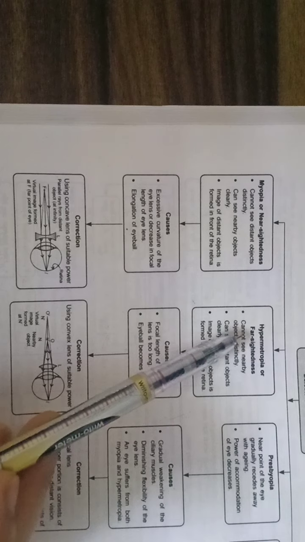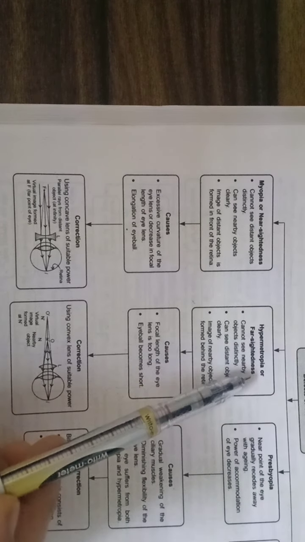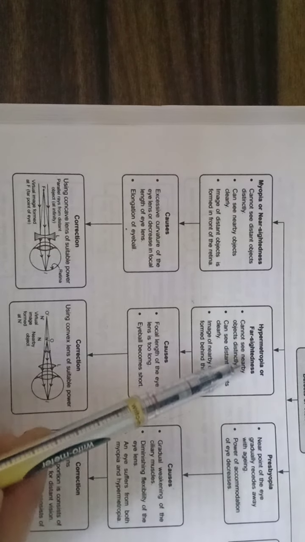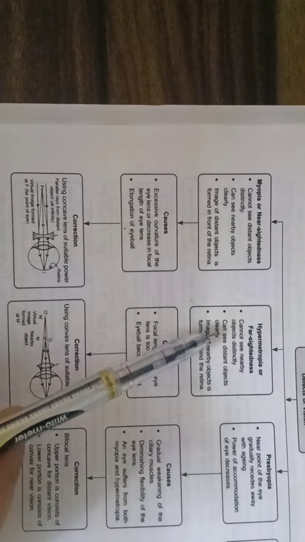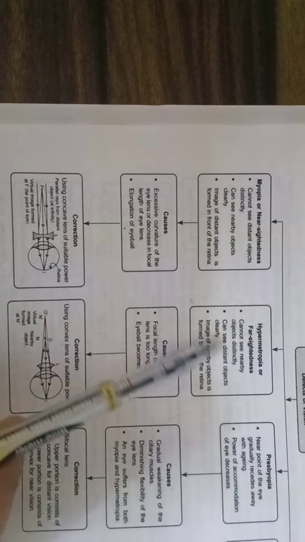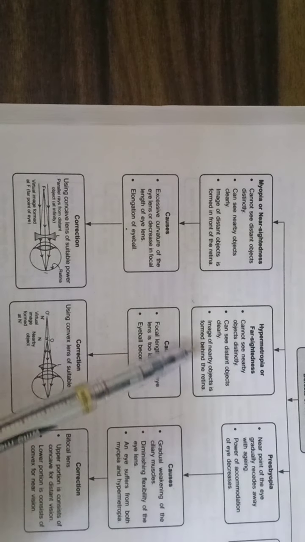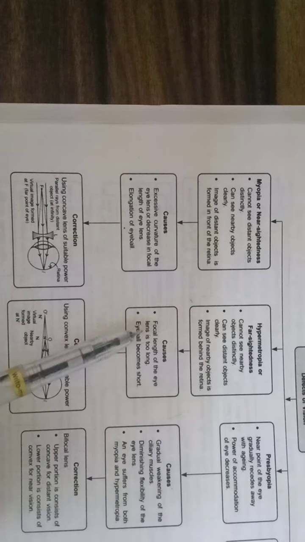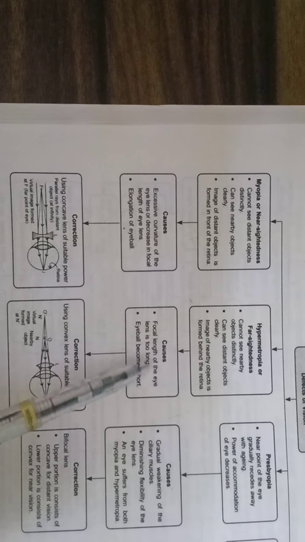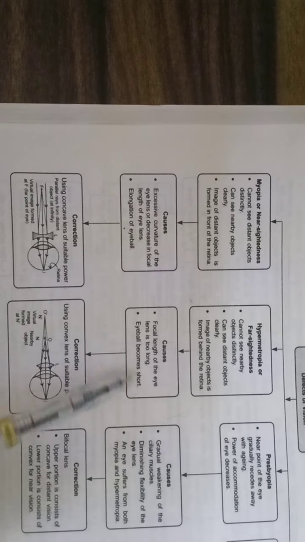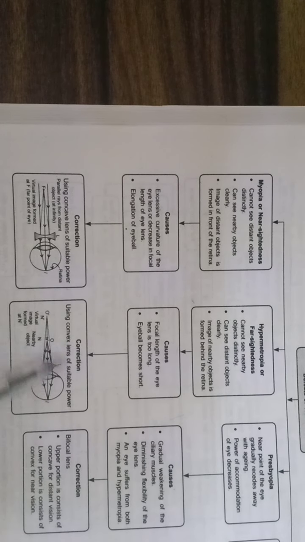Now the next one is hypermetropia or farsightedness. Cannot see nearby objects distinctly, can see distant objects clearly. Image of a nearby object is formed behind the retina. What are the causes? Focal length of the eye lens is too long and the eyeball becomes short. And correction, it can be corrected by using a convex lens.